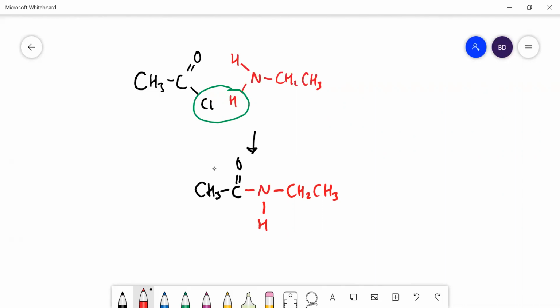But that can't polymerize, so we're just going to make it carry on from both ends. So we're going to turn that into a diamine, with an amino group on both ends, and we're going to turn this into a diacyl chloride. So you've got an acyl chloride at both ends. So we turn that to a 2.